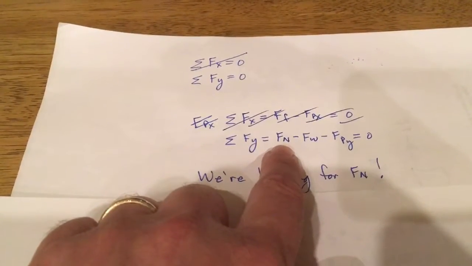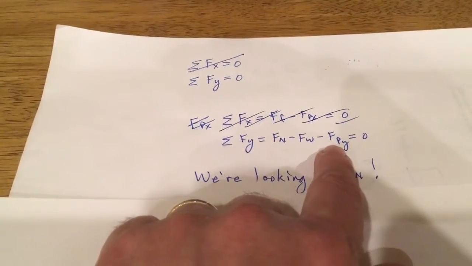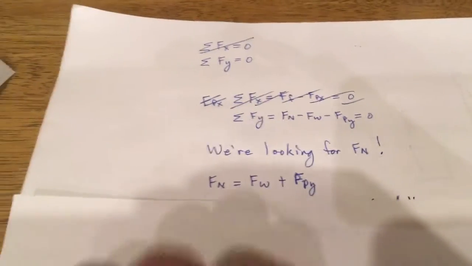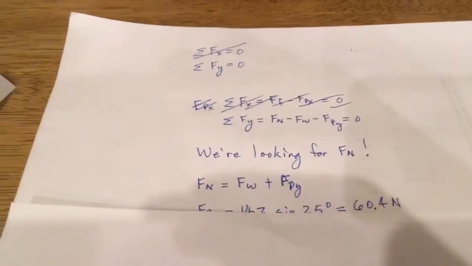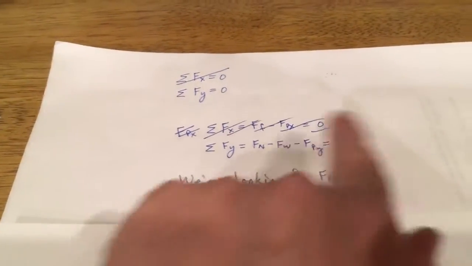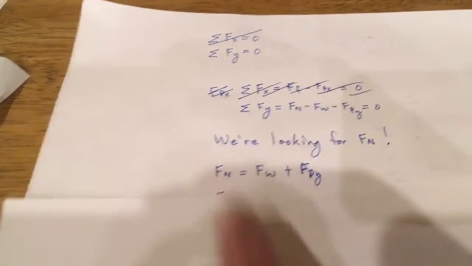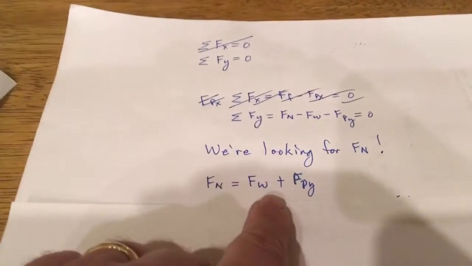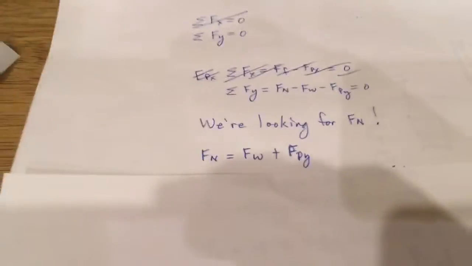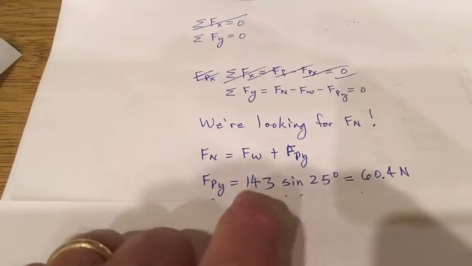We've got the force normal that's pointing up, the force due to weight pointing down, and the force from the push in the y direction also pointing down. And so here's what we do: we do the algebra, which puts force due to weight over here and the force due to the push over here. And so we end up with this equation. The normal force is going to be equal to the force of the weight plus the force of the push in the y direction.